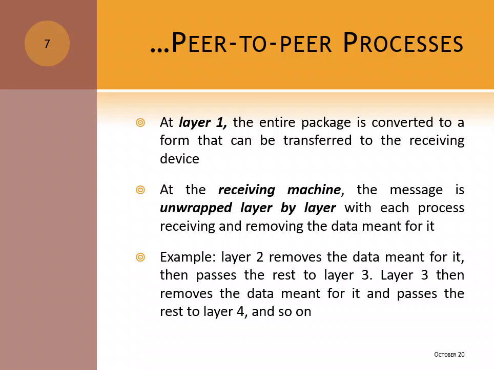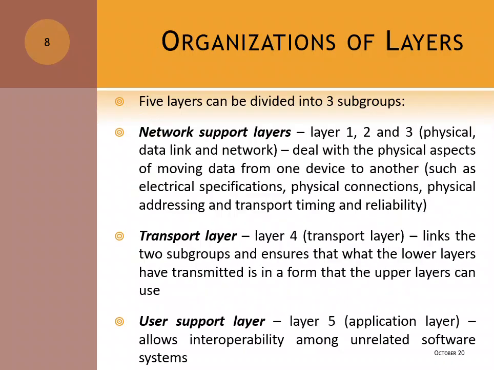So at the receiving machine, the message is unwrapped layer by layer. Unwrapped layer by layer ni maksudnya header yang ditambah di sebelah sender tadi akan dibuang layer by layer. Okay. So layer 2 removes the data header, then passes the rest to layer 3. Layer 3 then removes the data header and passes the rest to layer 4 and so on. Okay, next we see the organization of layers.